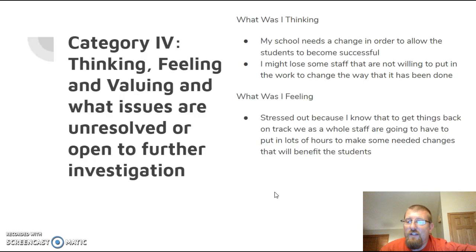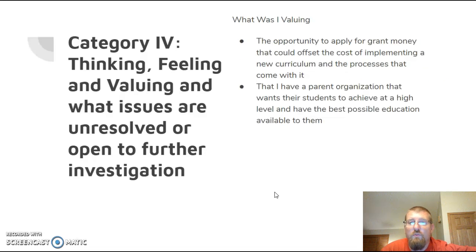So what was I feeling? Obviously, I think I'm probably a little stressed out, because I know that to get things back on track, we as a whole staff are going to have to put in lots of hours to make some needed changes that will benefit the students. What was I valuing? Obviously, the opportunity to apply for grant money that could offset the cost of implementing a new curriculum and the processes that come with it. I also was valuing that I have a parent organization that wants their students to achieve at a high level and have the best possible education available for them.